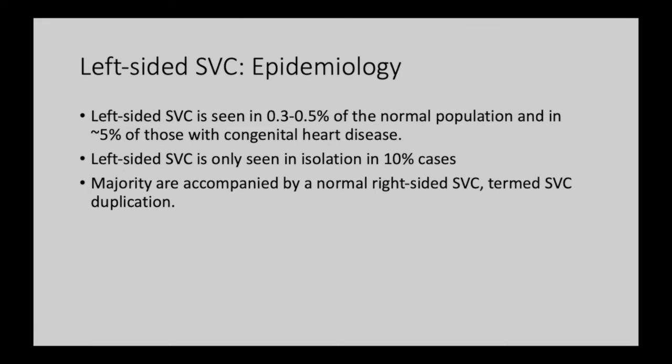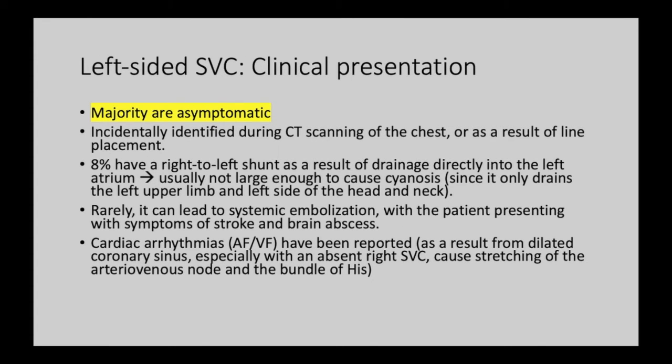Left-sided superior vena cava is seen in about 0.3 to 0.5% of normal population and in about 5% of those with congenital heart disease. Left-sided superior vena cava is only seen in isolation in 10% of cases. Majority are accompanied by a normal right-sided superior vena cava, which is then termed as SVC duplication. Clinically, majority of these patients are asymptomatic and only incidentally identified during a CT scan of the chest or as a result of a line placement like in our patient.